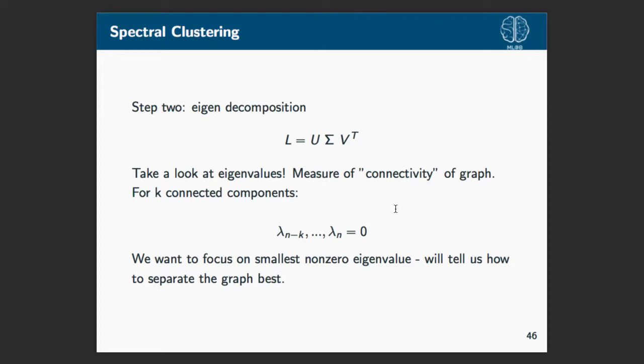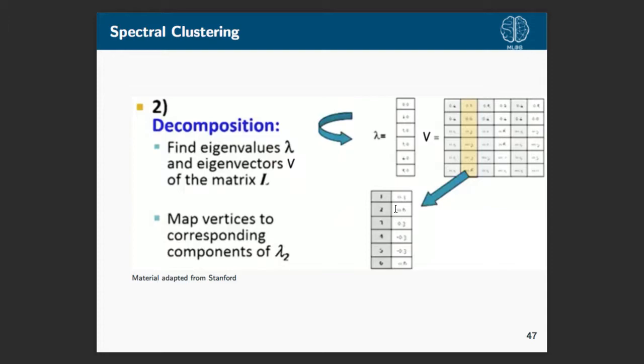Yeah. And so if you have a connected graph, you pick the second smallest eigenvalue. Why? Because in a connected graph, you have 1 connected component. That means your smallest eigenvalue will be 0. So you choose the second smallest one. So this is a decomposition, right? These are your eigenvalues. These are your eigenvectors. What we do is we choose the second eigenvector because it corresponds to the second smallest eigenvalue, which is the one we want to look at because the smallest one will be 0.